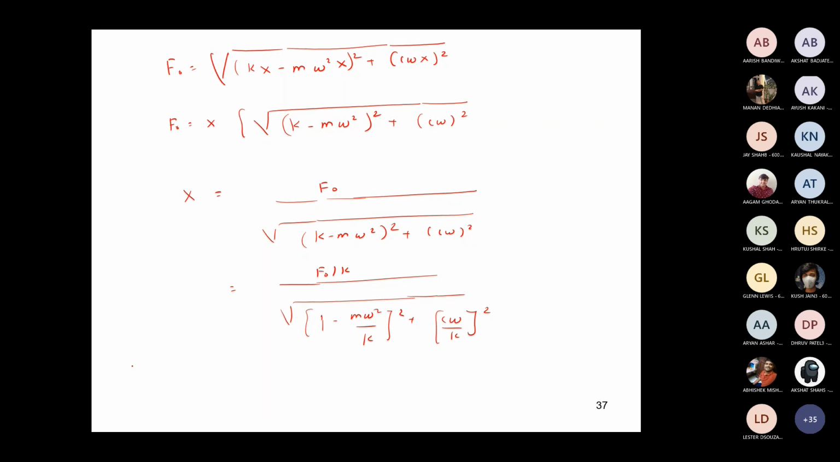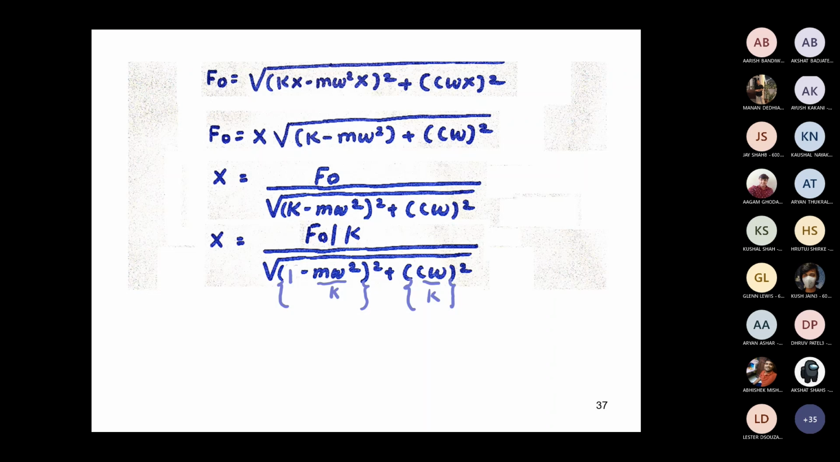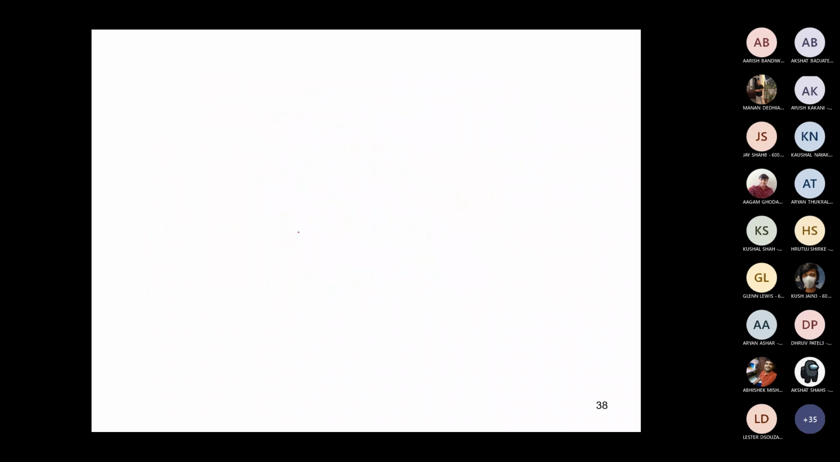Now let's simplify some of these terms. This is the equation. So let's simplify these equations. m omega square by k, I can write as m omega square divided by m omega n square. That is omega by omega n square, which is equal to r square. And c omega by k is c omega divided by m omega n square.